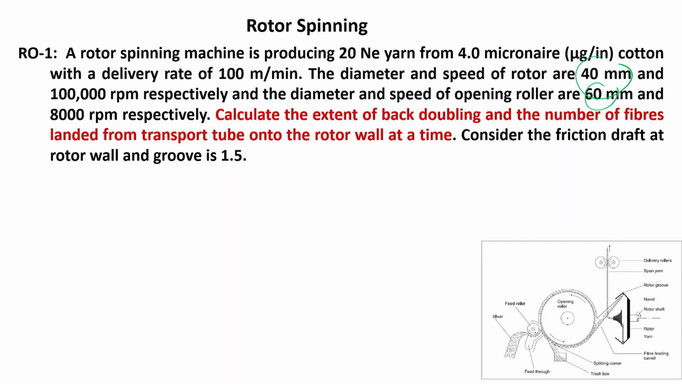Now, what we have to calculate? We have to calculate the extent of back doubling and the number of fibers landed from the transport tube onto the rotor wall, not in the rotor groove. Fibers are transported and landed on the rotor wall, and then they slide to the rotor groove, and this frictional sliding draft at the rotor wall is given as 1.5. So, that we have to calculate. Now, let us see.